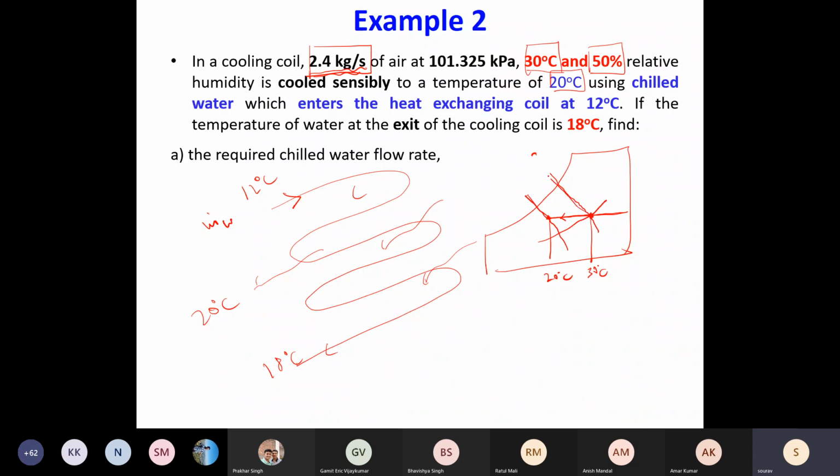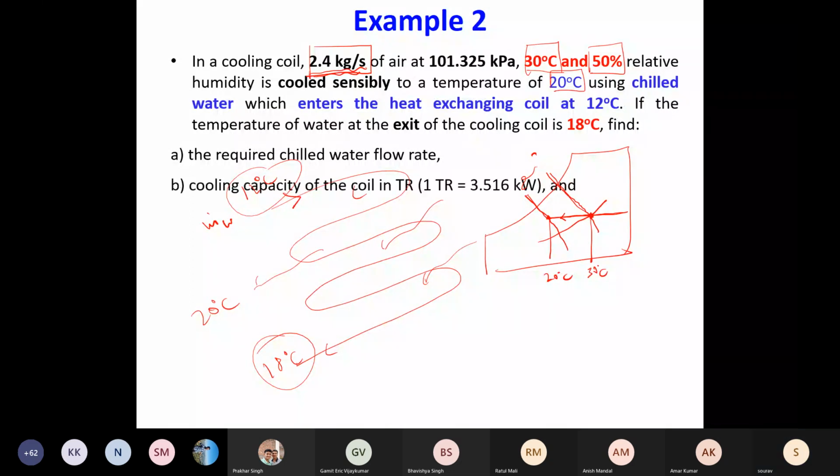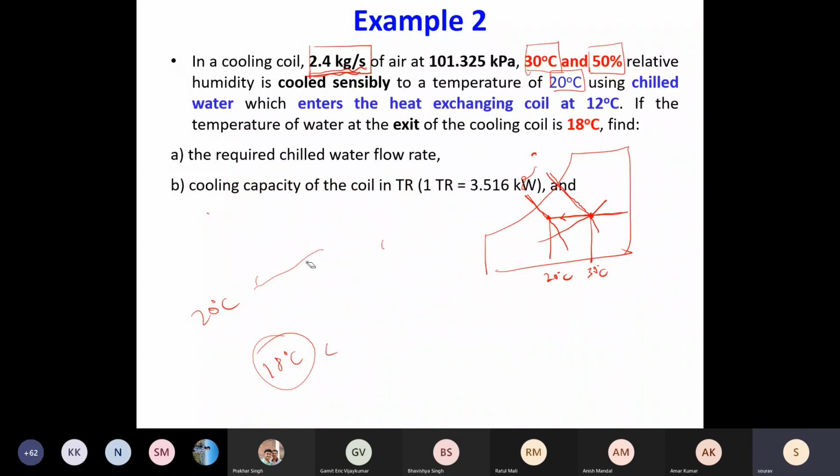Read these two enthalpy lines. Whatever is the difference, multiplied by 2.4 kg per second, will give you the net heat transfer on the air side. That has to be balanced by the cooling coil. I know the temperature difference on the cooling coil side. I just require the Mw. Mw into Cp of water times delta T will give me the required mass flow rate. That will be equated to Ma into H1 minus H2. What is the cooling capacity? You would have already determined it in order to solve the first part. In tons it is asked, so you just have to divide it by 3.516 kilowatt.